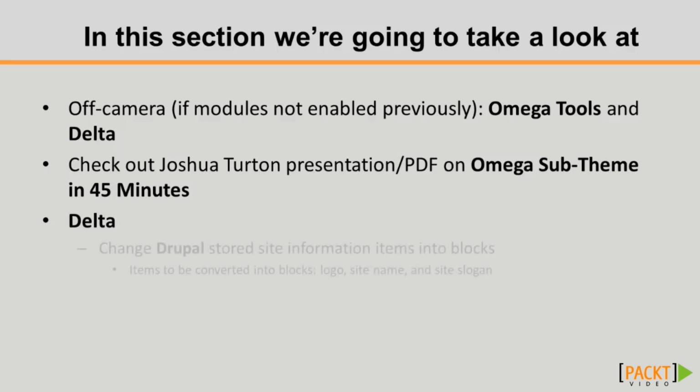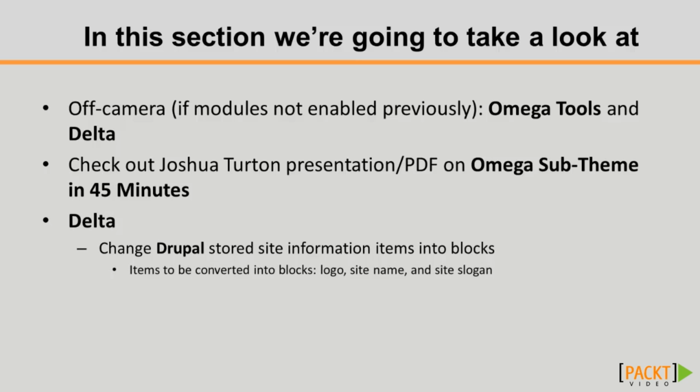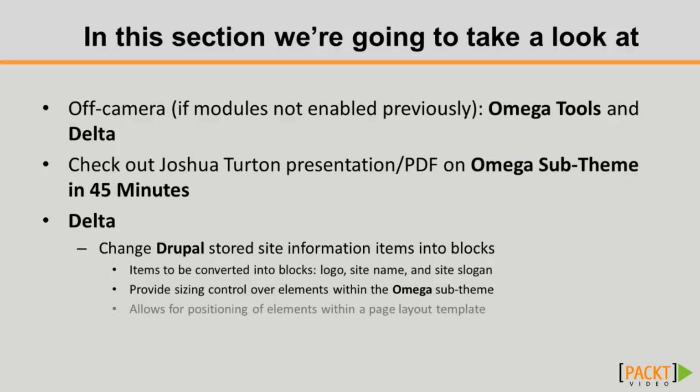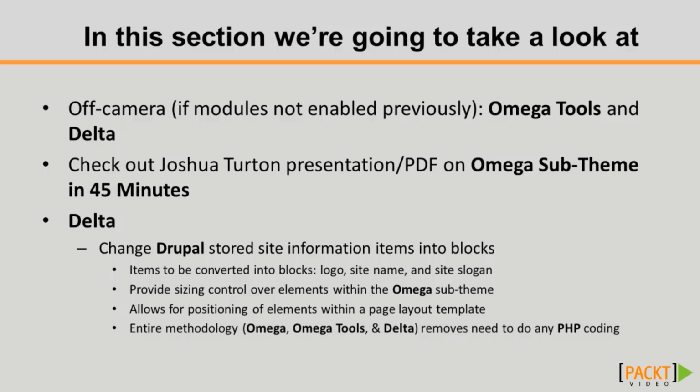So we're not going to be using everything about Delta. What we are focusing in on is just converting some of those site information items into blocks, meaning the logo, site name, and site slogan. Well, why would we want to do that? That gives us the ability to control their sizing within our Omega subtheme, also where they're positioned, all without having to write one line of PHP code, which is something you would have to have done if you use just about any other kind of theming methodology.